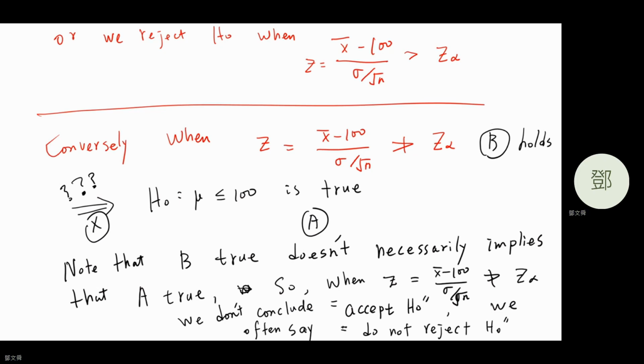When you say accept H0, this means that you see B hold and you conclude A. No, you cannot do it. You should say we do not have evidence to conclude anything. So we do not reject the null hypothesis. That's the wording we should use. Understand?